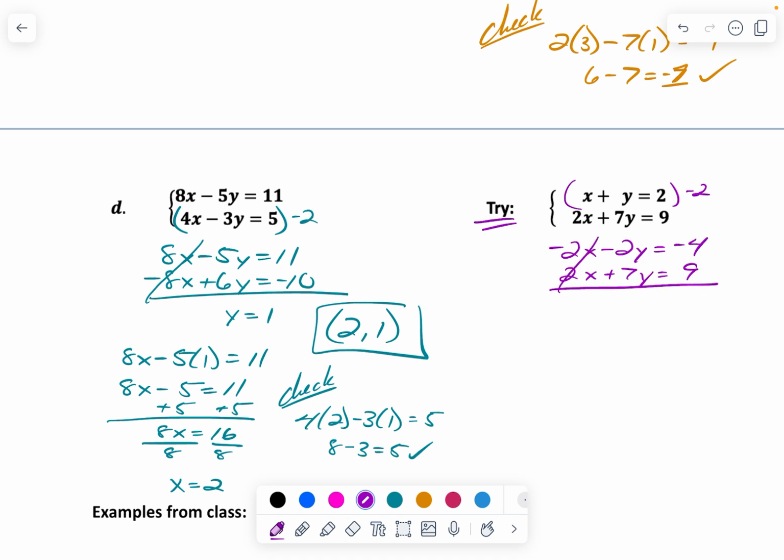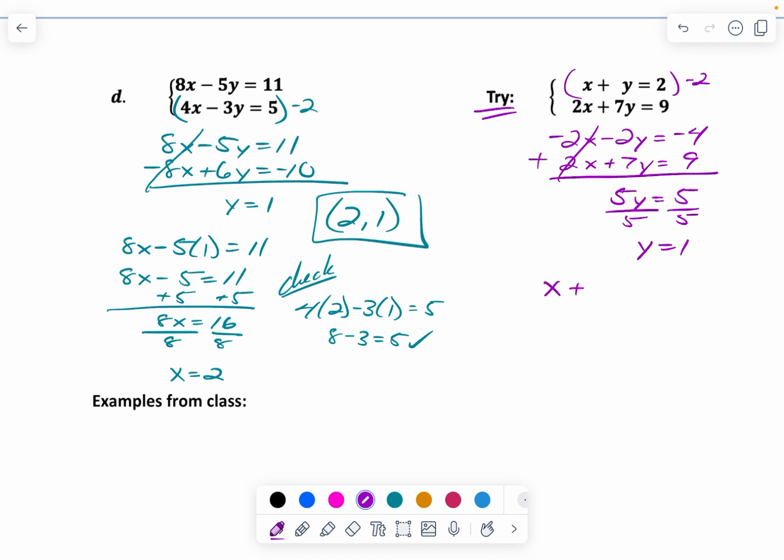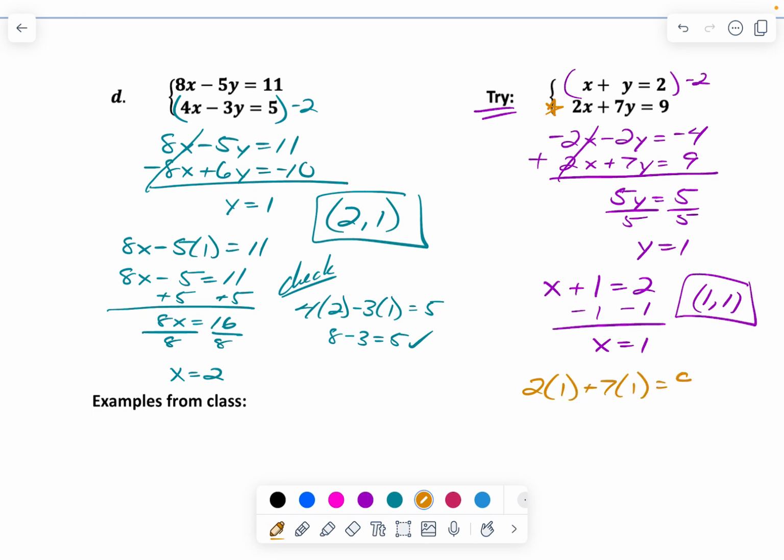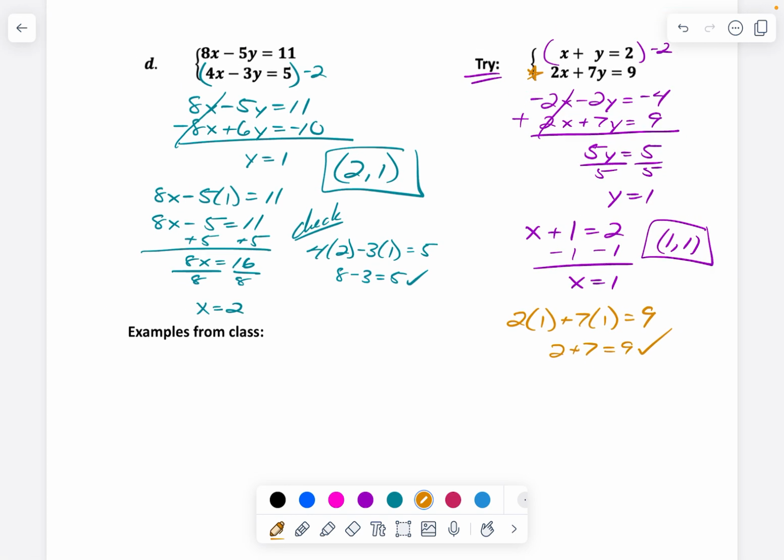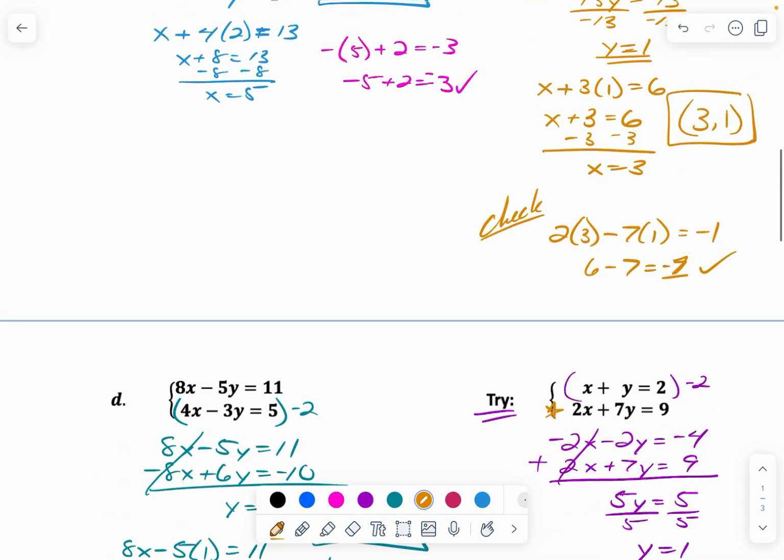So when we add them together now, the x's cancel out and we get 5y equals 5, y equals 1. Now I'm going to plug back in to the first equation, and x equals 1. So (1, 1) is our answer. To check it, I'm going to use the second equation, the one we did not use. 2 plus 7 equals 9. Check. And there you go, my favorite method, elimination.